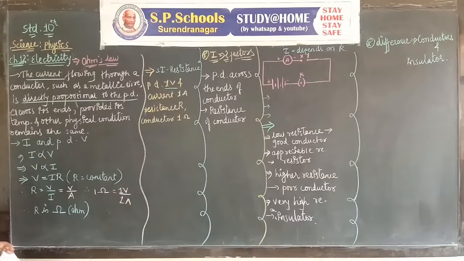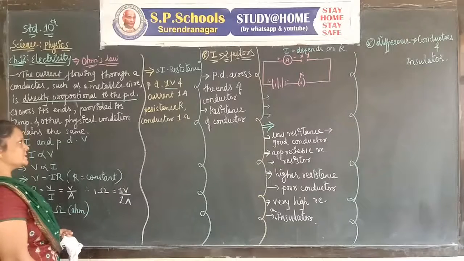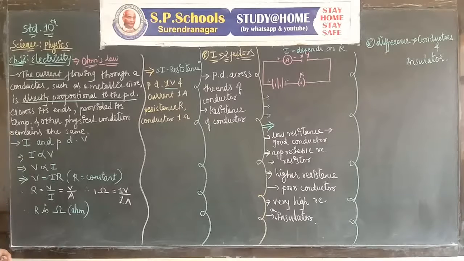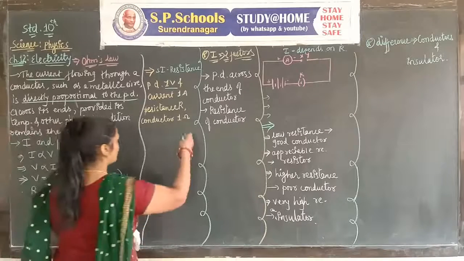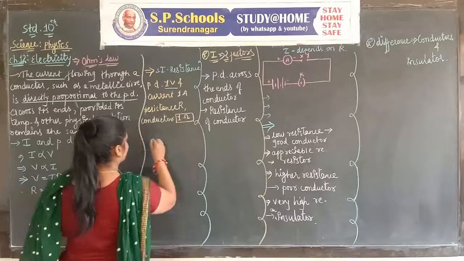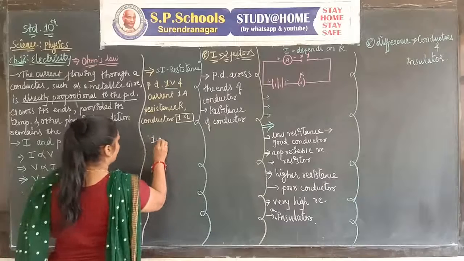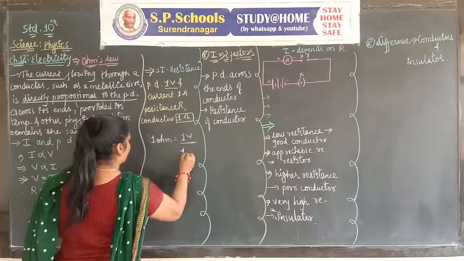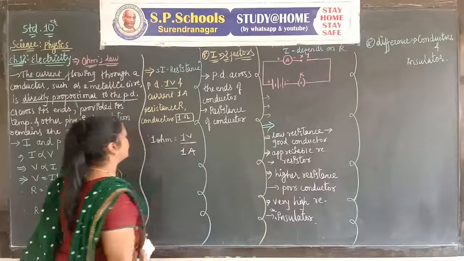So we take the definition of resistance. If the potential difference is 1 volt and the current passing across a metallic wire is 1 ampere, the resistance capital R of the conductor is 1 ohm. So we write in this way, 1 ohm is equal to 1 volt upon 1 ampere.